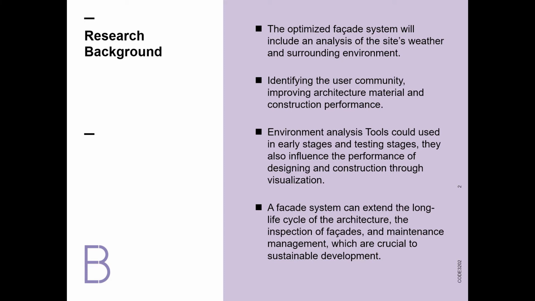As regards the research background, an optimized facade system will include an analysis of the site's weather and the surrounding environment, identify the user community, and improve the architectural material and the construction performance. In this way, the environment analysis tools could be used in early stages and the test stages. They also influence the performance of design and construction, so visualization of a system can also extend the long life cycle, crucial to sustainable development.